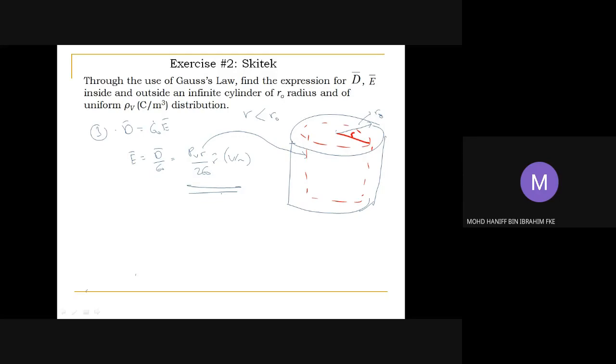Okay then. Do I need to proceed with the outside of the sphere? Can you do it on your own for the outside region of the sphere?